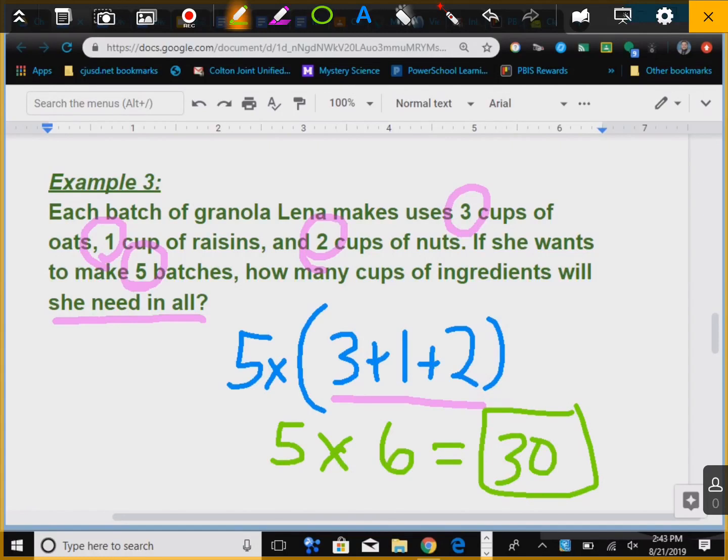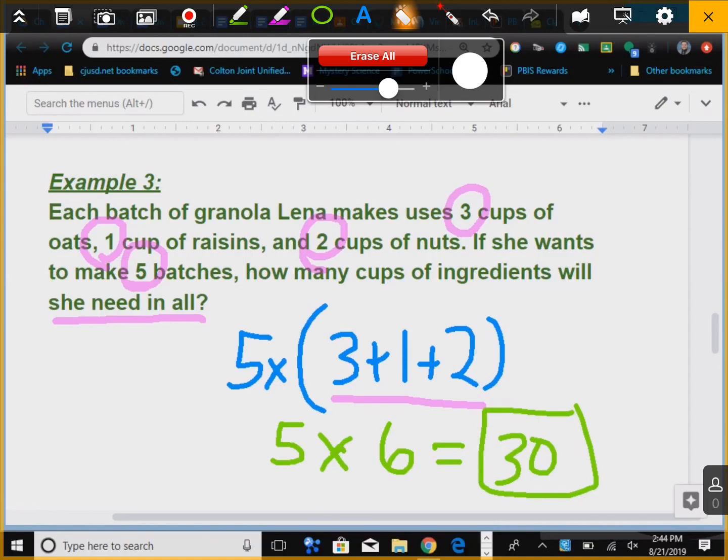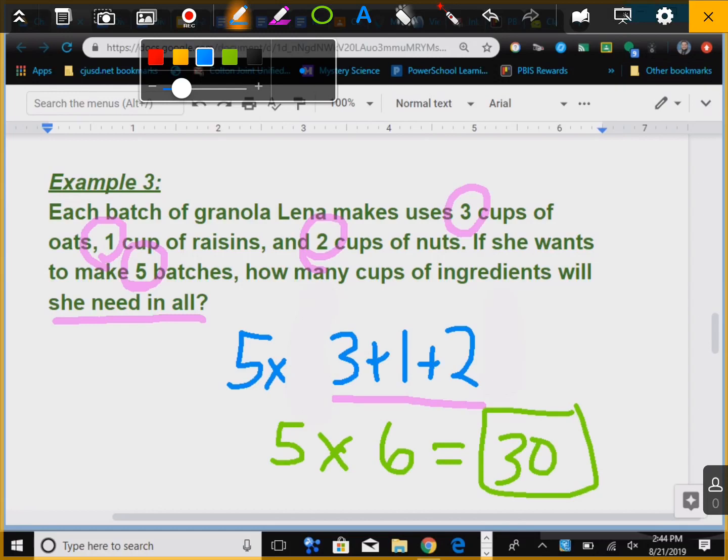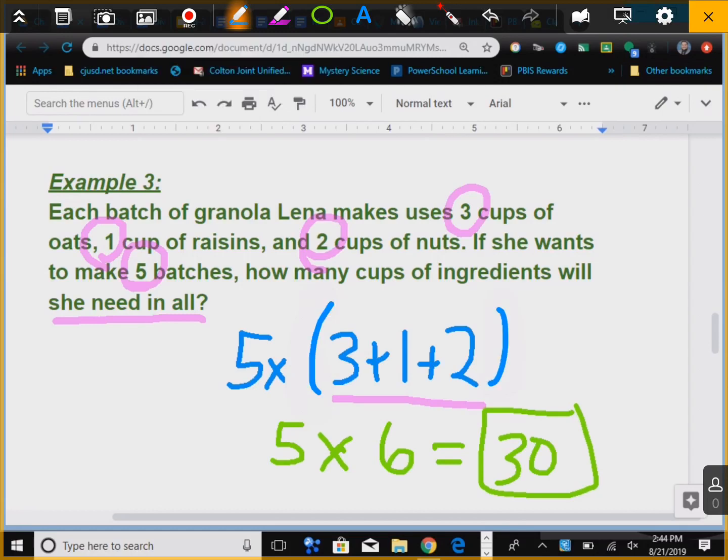Okay? Lesson 10 was looking at a problem and finding out what expression you are going to need. So this should not come as a surprise. And you want to put this in parentheses because you have to add the ingredients first before you multiply. So if you did not have the parentheses, if you erased the parentheses, it would be a different answer. It would be 5 times 3, which is 15, plus 1, which is 16, plus 2, which is 18. You can see that's not the right answer. So you have to make sure this is in parentheses, okay?